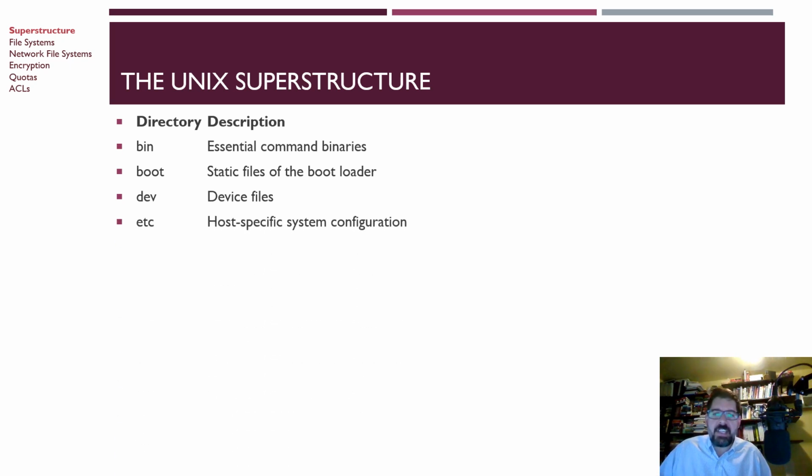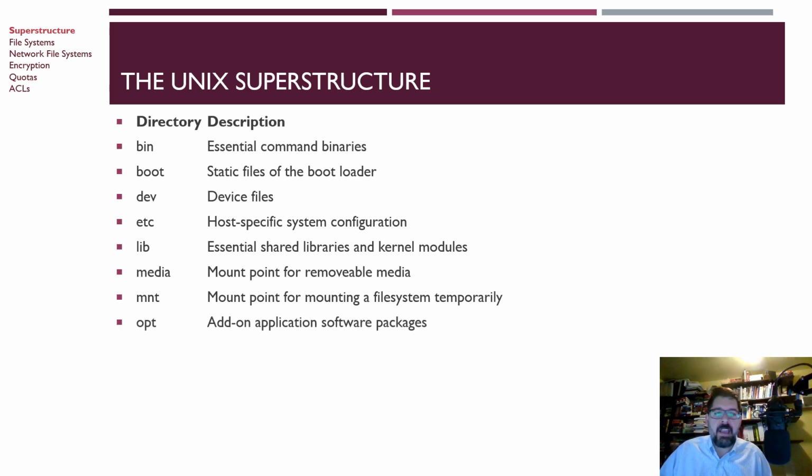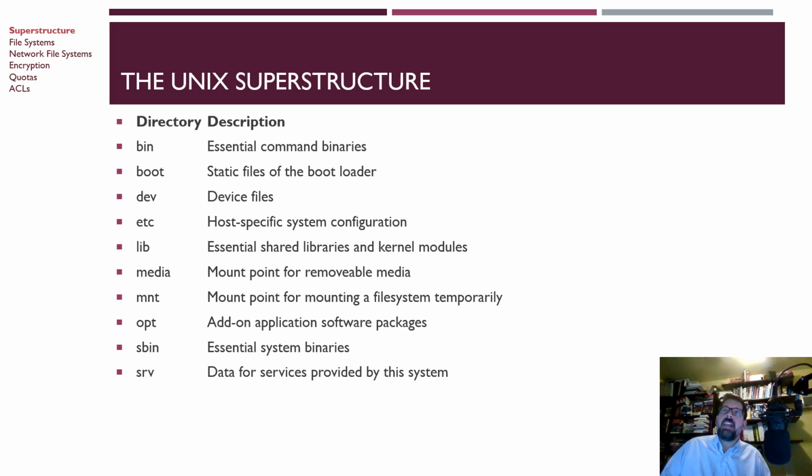You've got etc, which is where all your configuration files are. Lib is for shared libraries like DLLs and kernel modules. Media is a mount point for removable media. MNT is a mount point that you use temporarily if you just need a place to mount something, right? Instead of having to create a directory. Opt is for add-on application software packages. It's not commonly used. You're not going to find too much stuff in opt. SBIN is essential system binaries. So that'll be things like the su command, the sudo command, ipconfig or ifconfig, ping, and so forth, right?